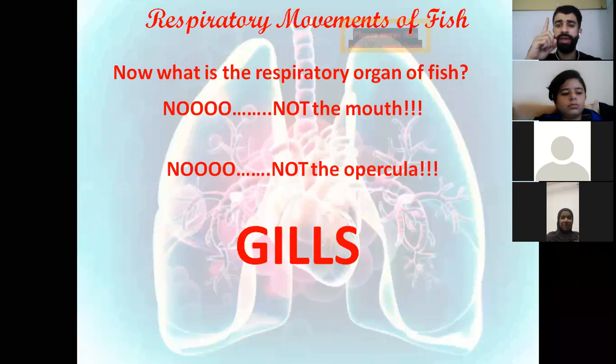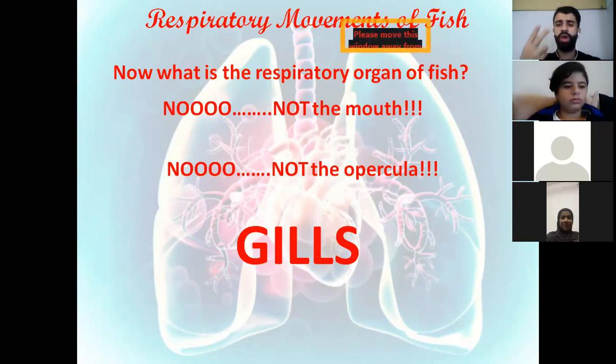Number one is the lungs in mammals. We as humans are classified as mammals. Number two, the second respiratory organ is the trachea in insects. Number three, the respiratory organ in the fish is called the gills. So till now, we have three different respiratory organs.